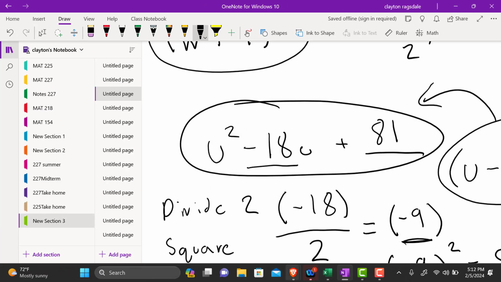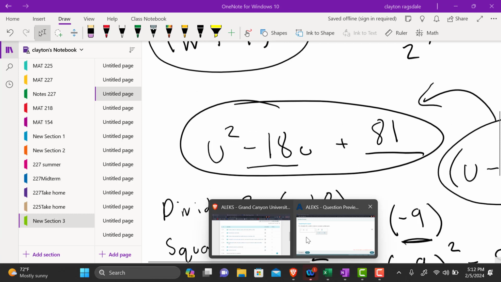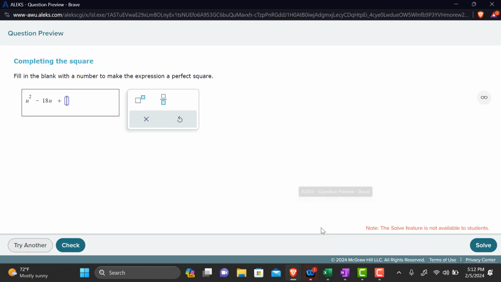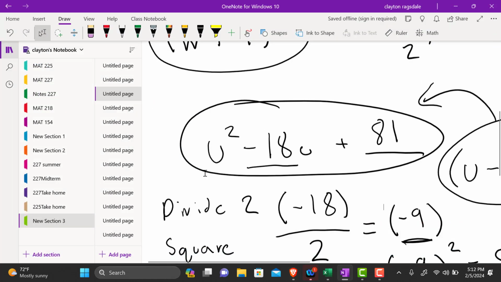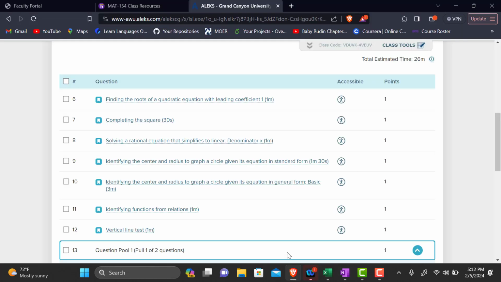Okay, completing the square, normally one of the trickier problems for this exam. Let's go ahead, 81. And we'll do another one here. Let's go on to our next problem, number 8.